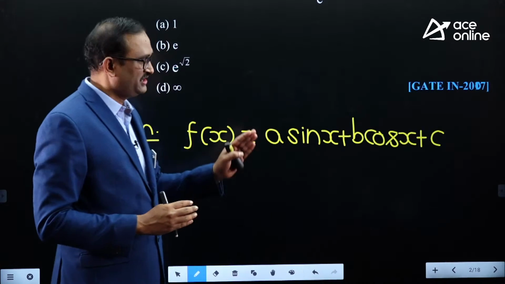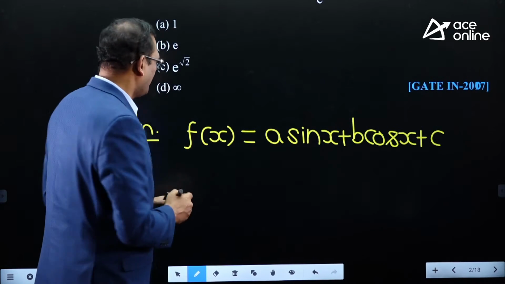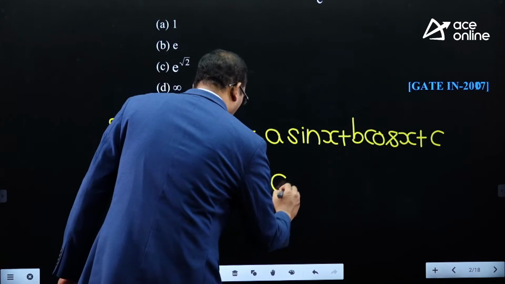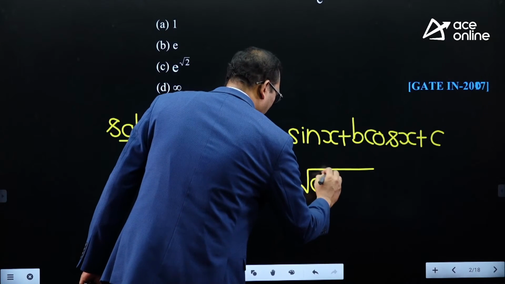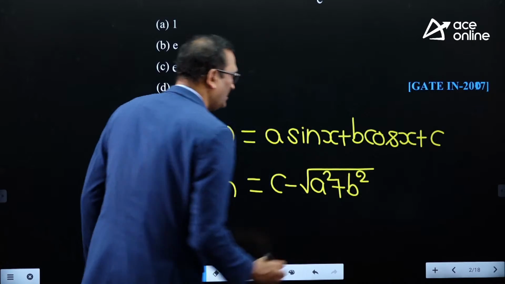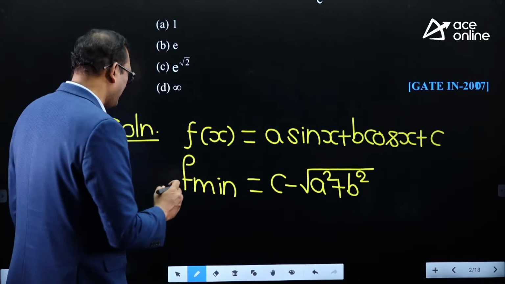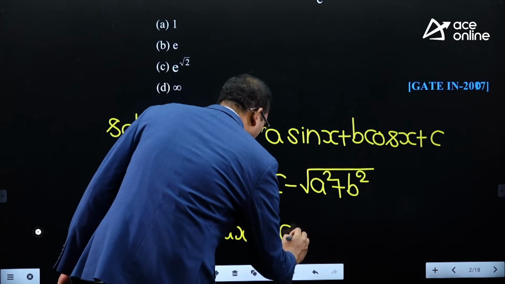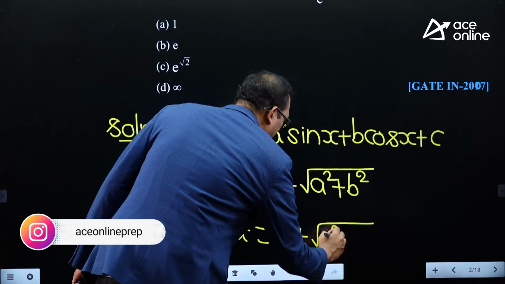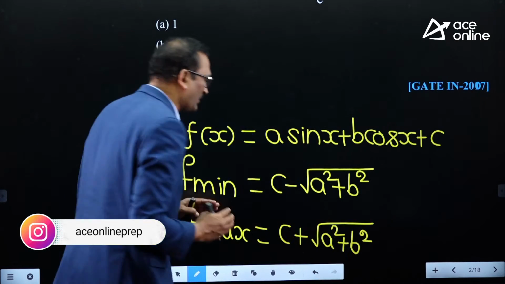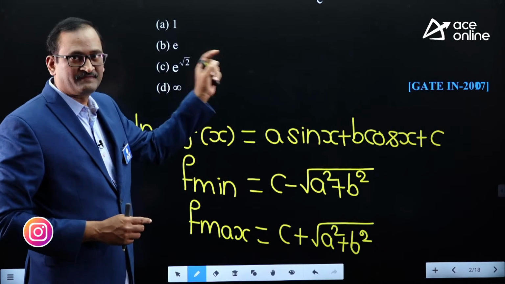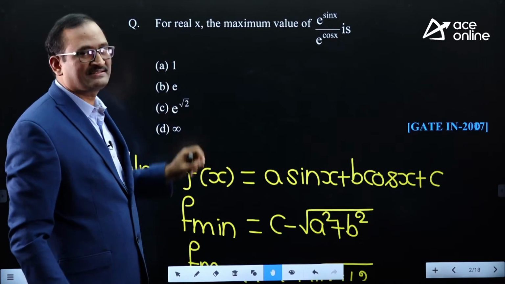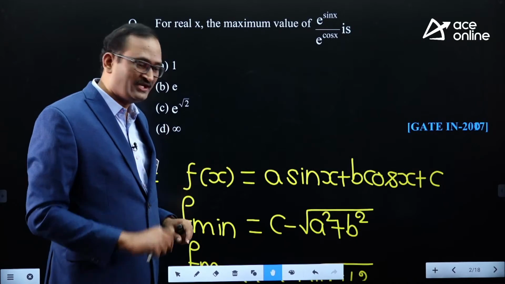Then the minimum value of f of x is c minus square root of a square plus b square. The maximum value of f of x is c plus square root of a square plus b square. Now I want to apply the same formula for the given function also. The given function, let it be f of x, e to the power of sin x upon e to the power of cos x.